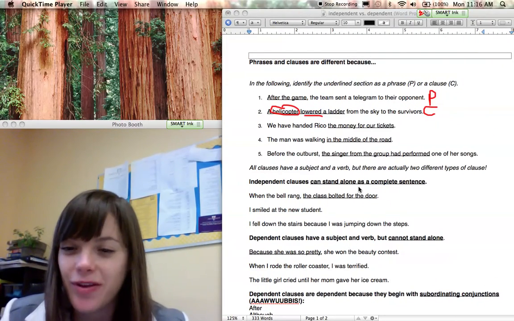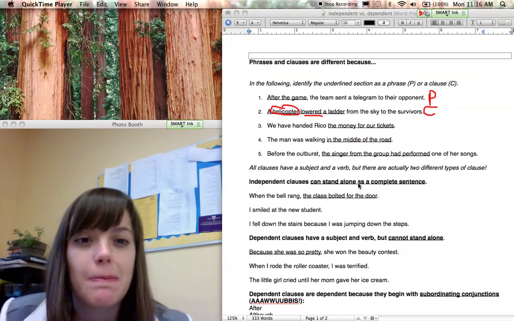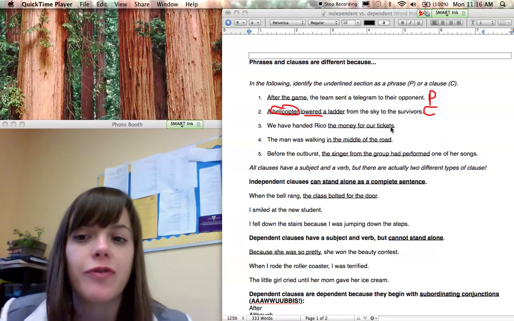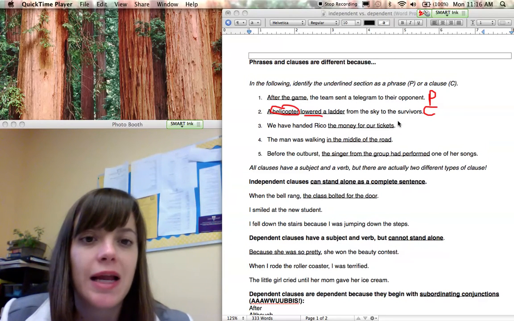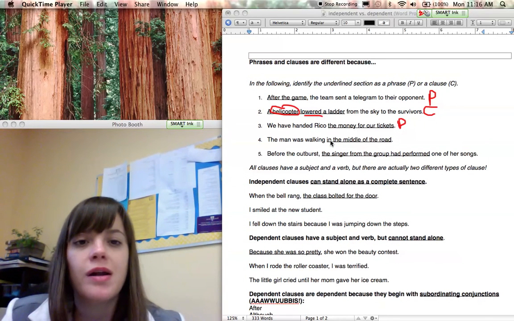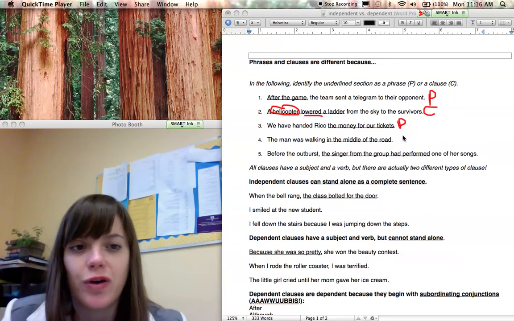All right, so hopefully you got a chance to answer those questions. Let's look at number 3. We have handed Rico the money for our tickets. Looking at "the money for our tickets," once again, I don't have any verb in there, so it's going to have to be a phrase. All right, number 4, "in the middle of the road." Same thing, no verbs, we just got 2 prepositional phrases there. I'm going to say phrase.